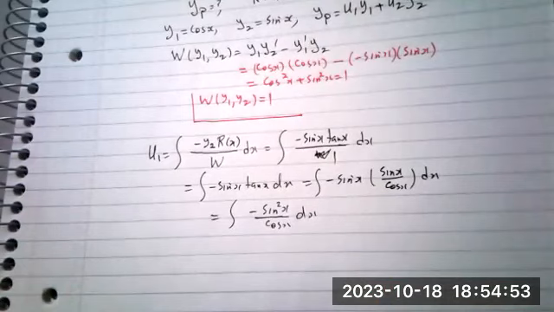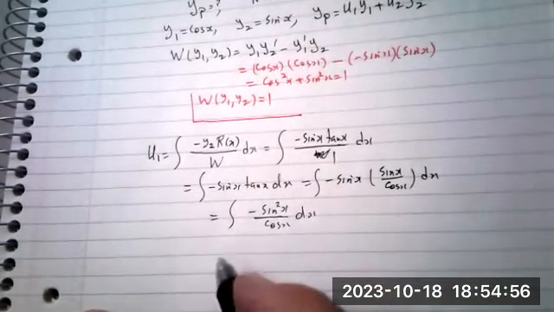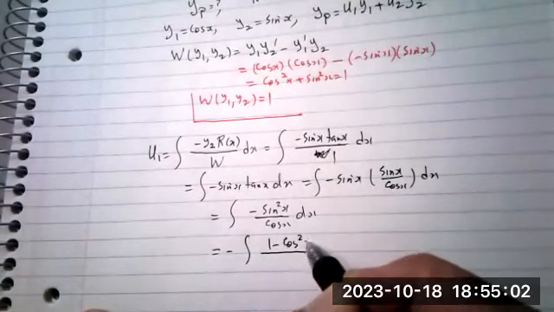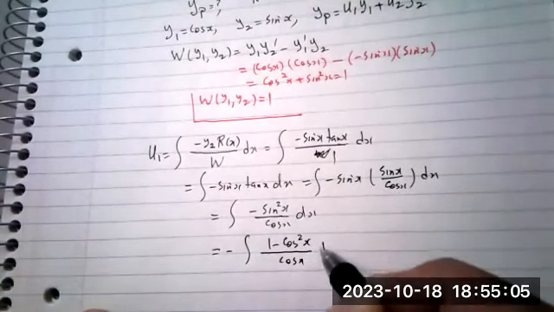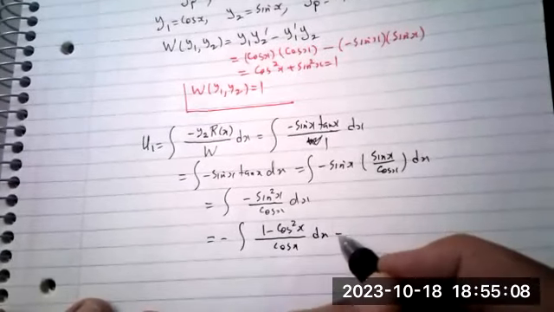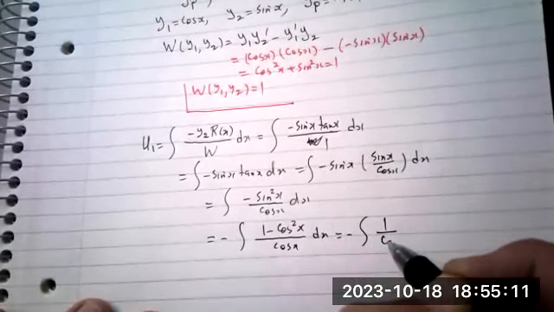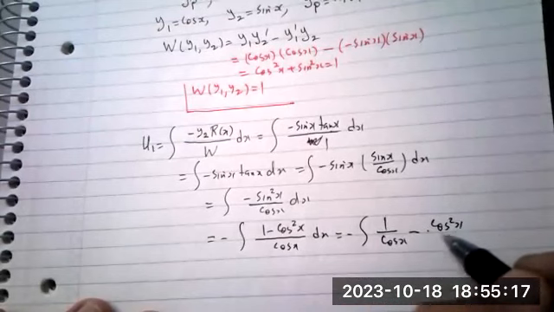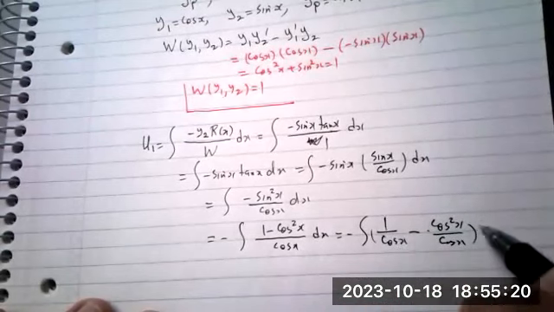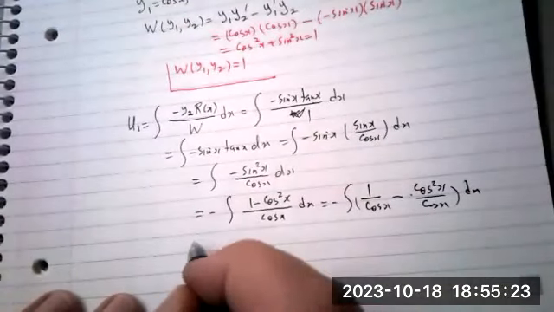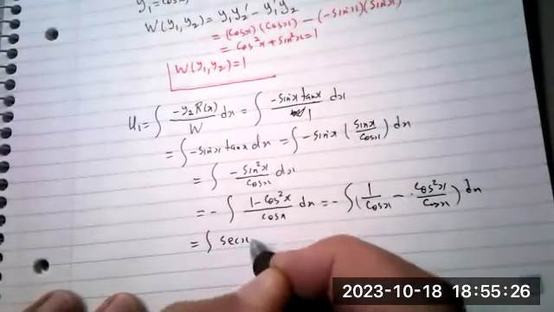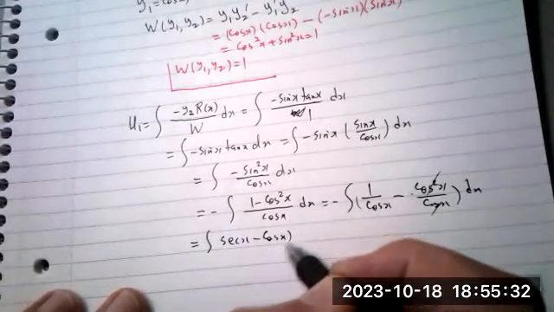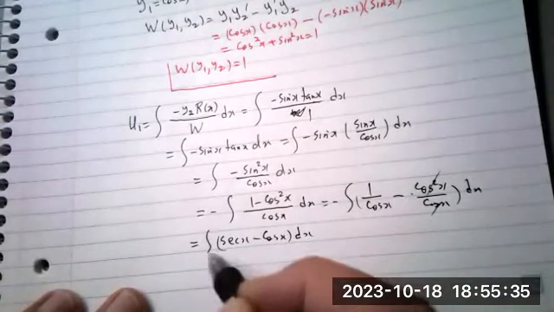Yes, we change the sine squared to 1 minus cosine squared, and then we break it. So it's equal to, we may pull out the negative sign. The top would be 1 minus cosine squared of x, over cosine x. We break it: 1 over cosine, which is secant, minus cosine squared of x over cosine x, dx. So the first one would be secant, and the second one we simplify gives you cosine. We put the negative outside.